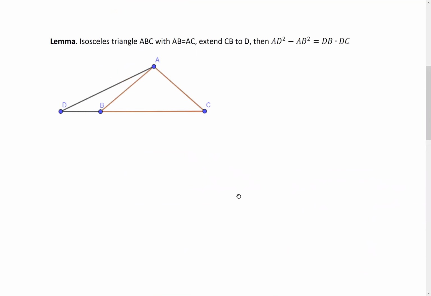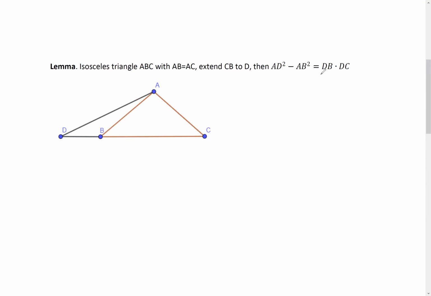if you look at this formula, DB times DC. Now, this is a very important type of pattern in geometry. A product of 2 segments, one is slightly longer than the other. DB times DC. This should remind us of something to do with a circle, because if you have a circle, there is something called power of a point.